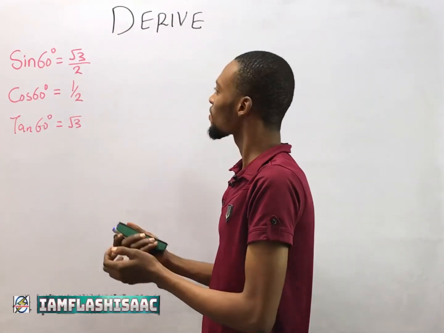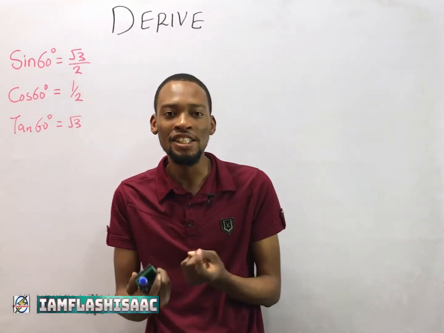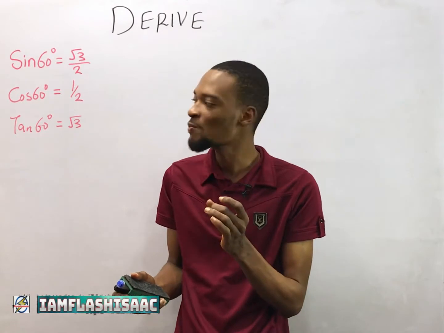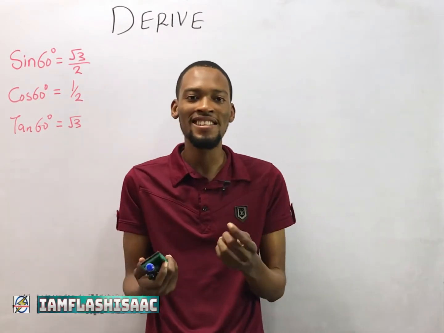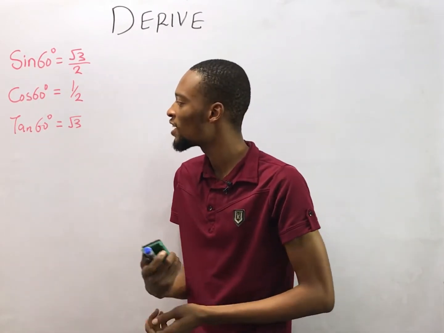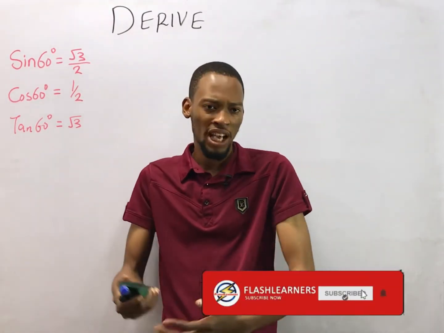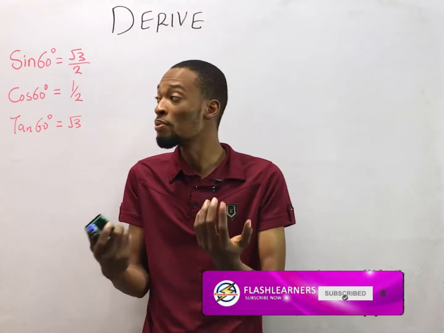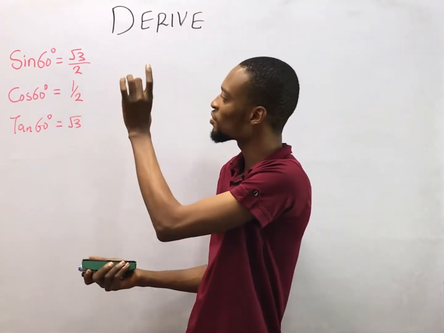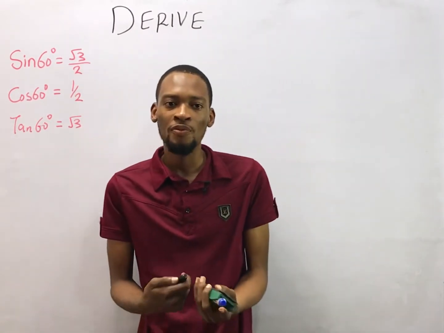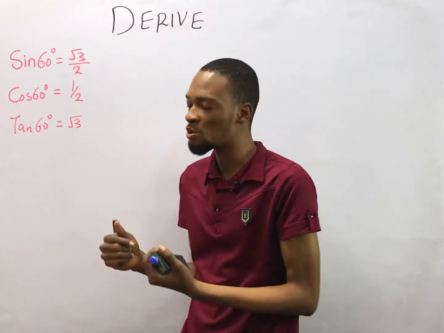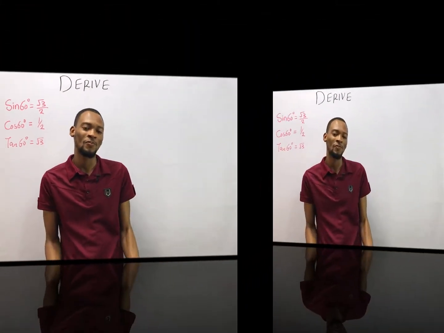We know that sine 60 degrees is root 3 over 2. Cos 60 degrees is 1 over 2. And tan 60 degrees is root 3. But how about if you are asked to prove that sine 60 degrees is root 3 over 2, or you are asked to derive these angles? How do you go about that?